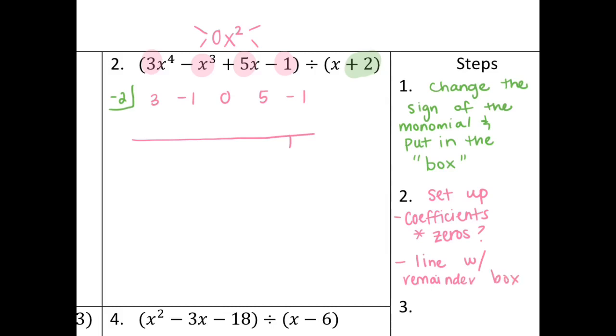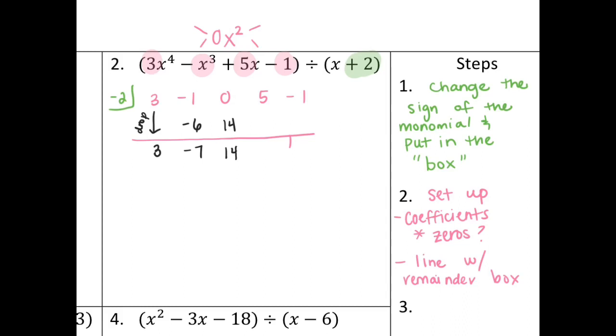Step 3 is going to be my computation. So the first thing we do is drop down the leading coefficient, which would be 3, underneath a bar. Then multiply the 3 by the box in green. So I have 3 times -2, which is -6. Add in the column, -7, and keep going.